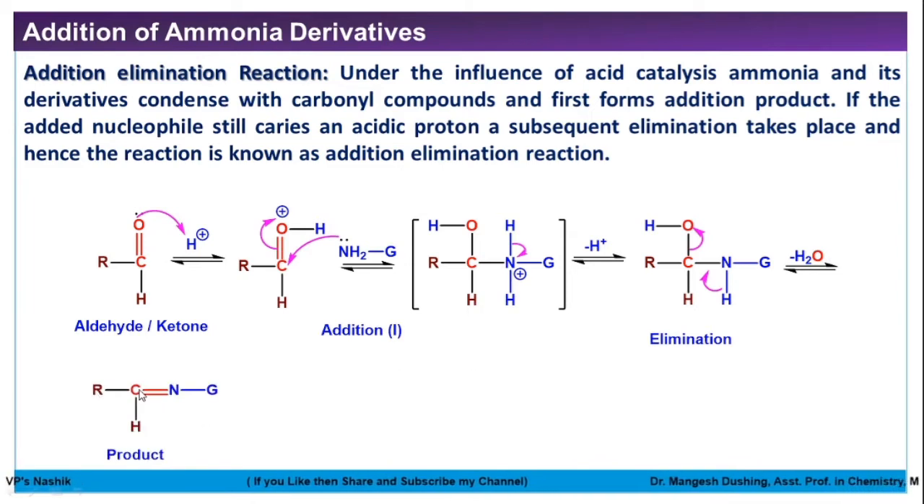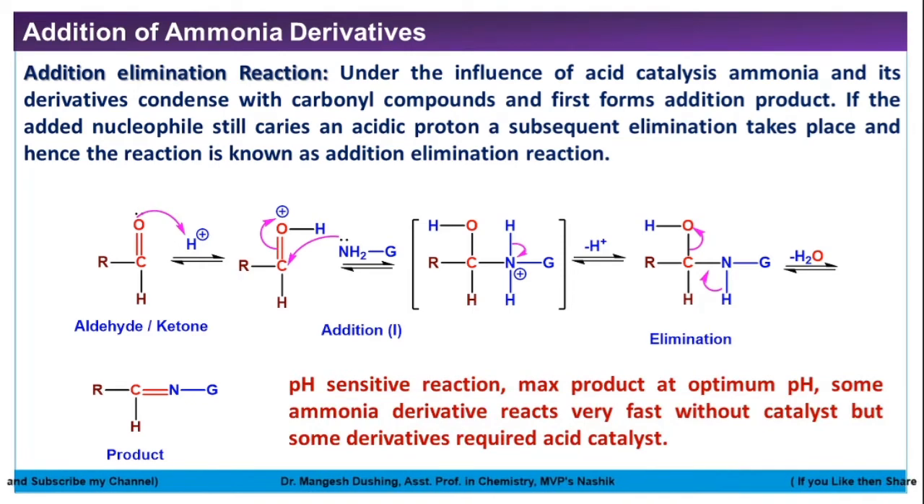See here, R-CH, C double bond N, and this is the group. See the change between the carbonyl group and the product. Instead of oxygen, we just have to write a nitrogen, and the nitrogen carries whatever group was on the amine. So the carbonyl group C double bond O is converted to C double bond N, while the remaining three groups stay the same, and this is the group which was present on this primary amine.